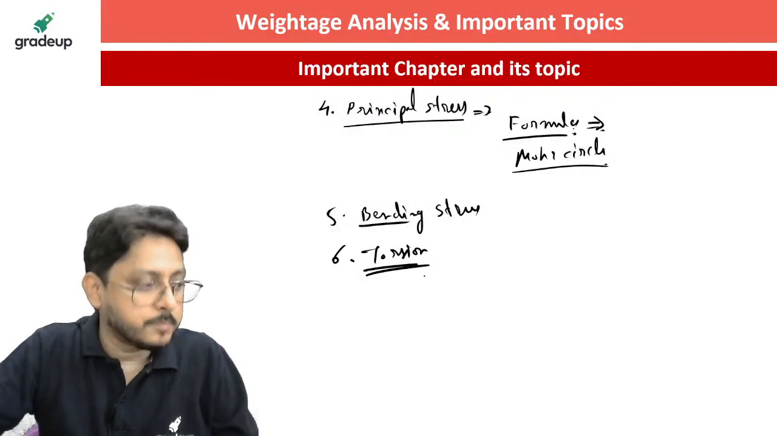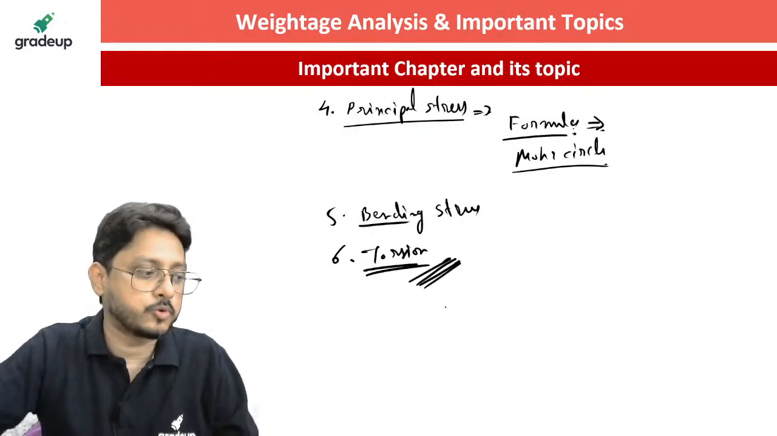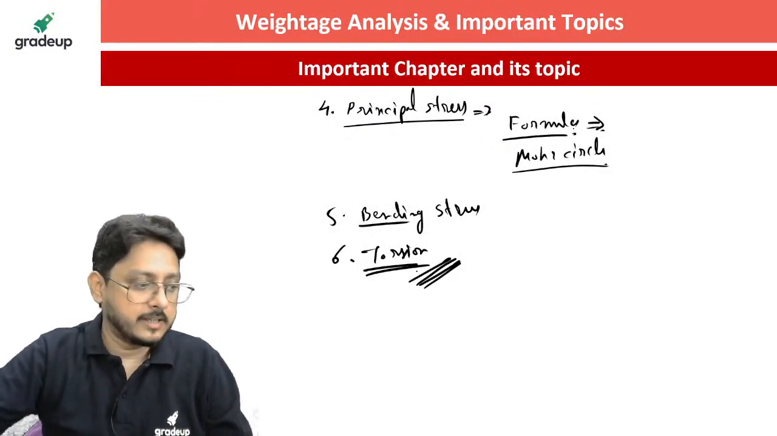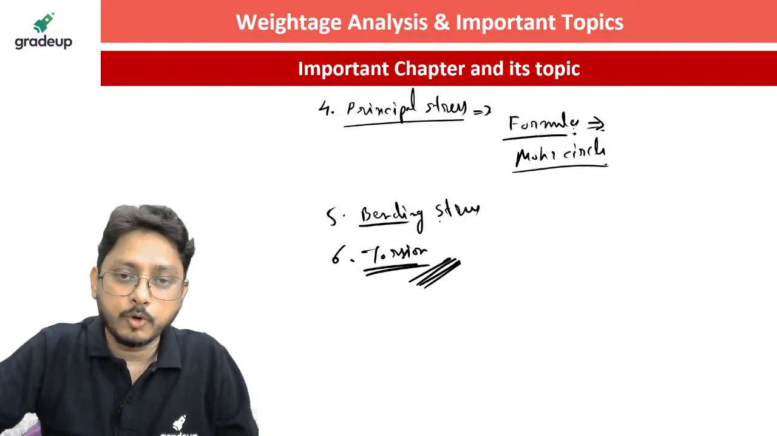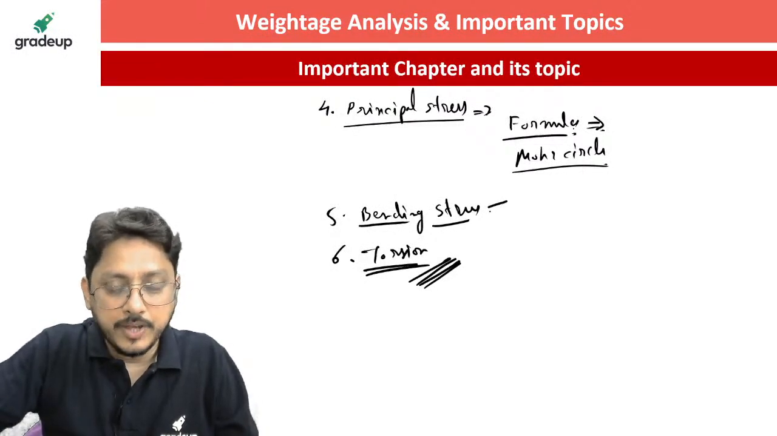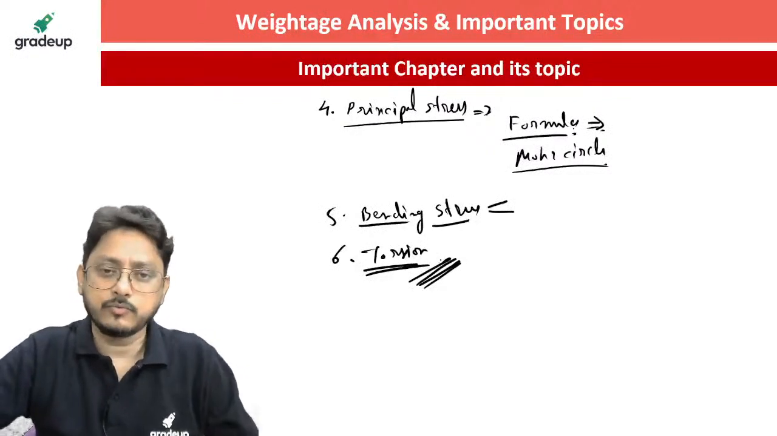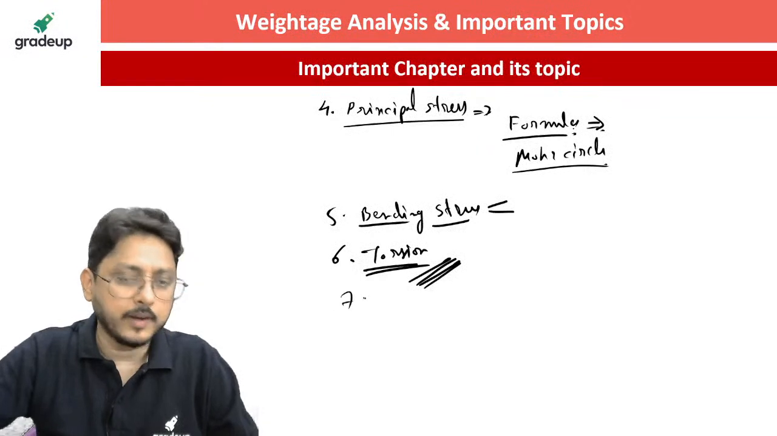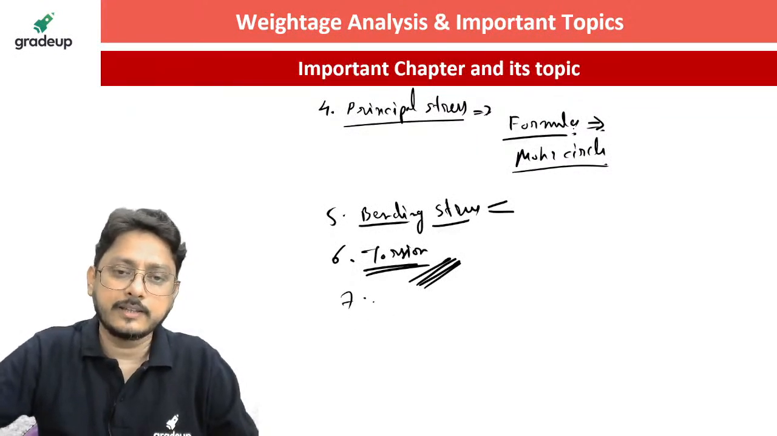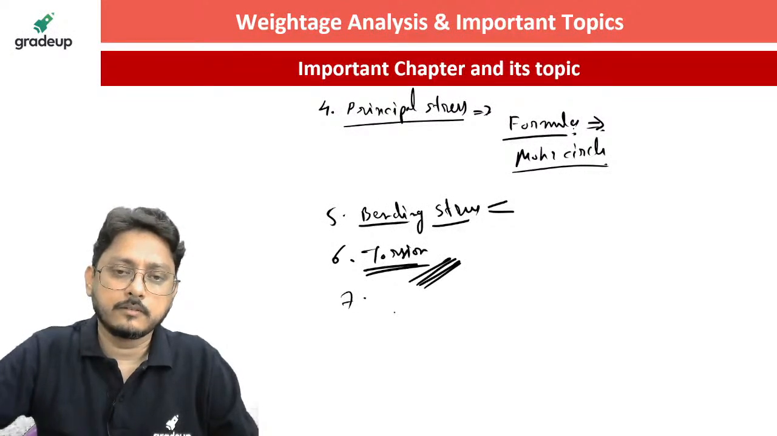These are the most important chapters. So at least complete up to this portion. You cannot leave anything till this portion, because understanding of bending stress is very, very important, and the torsion chapter is also very good for getting marks. After that, of course, we will complete all the others, like thick and thin cylinders, shear stress, or maybe the spring.